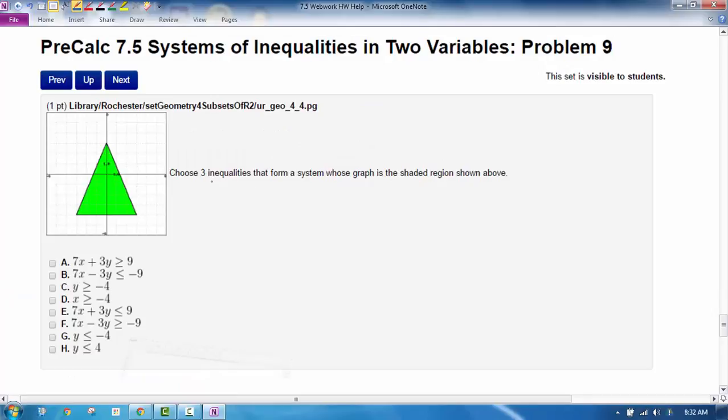Okay, the next problem, we're just choosing 3 inequalities that form this green triangle. So just choose 3 of these. Now obviously y has to be bigger than negative 4. So we're looking for that. Y is greater than or equal to negative 4, which is this one right here. It's an easy one. That's this line, shading above it. Now we need to choose the other two lines here.